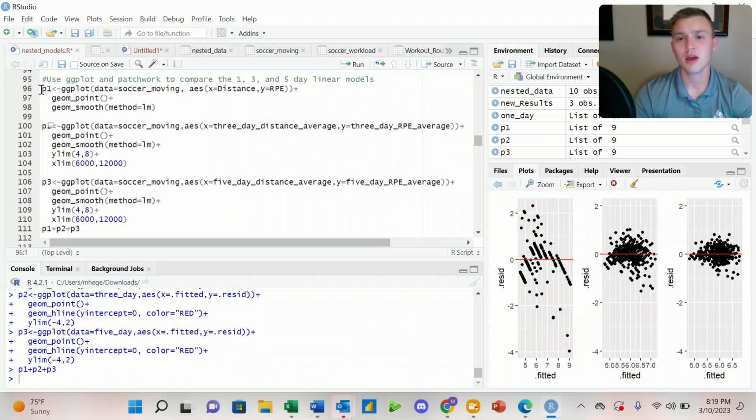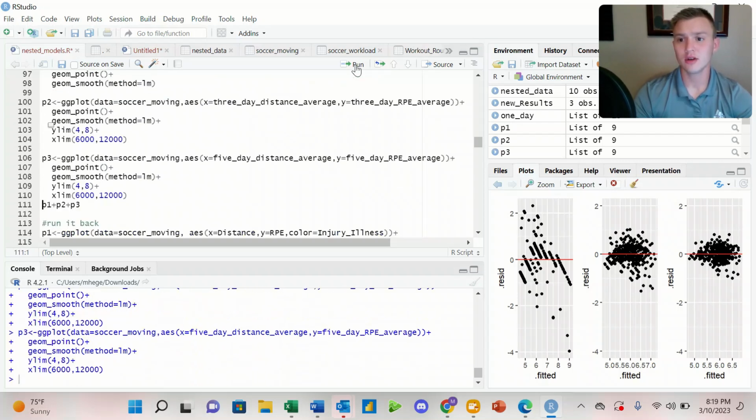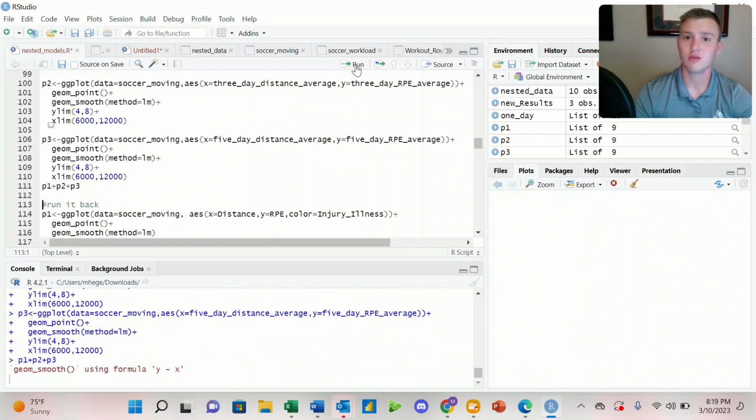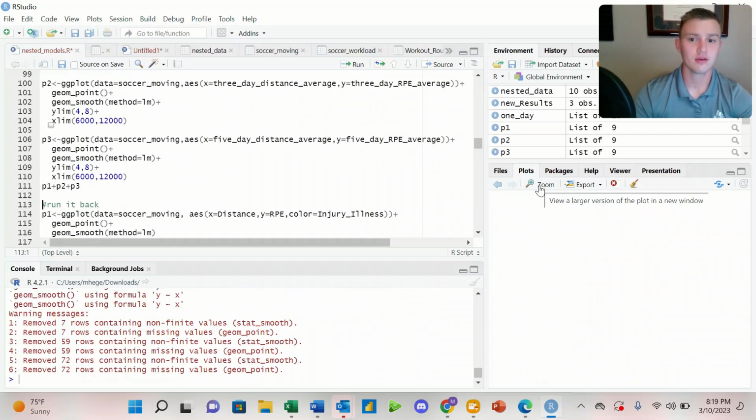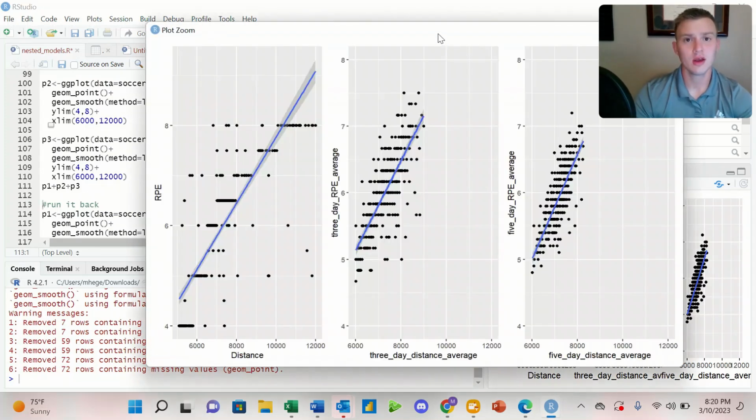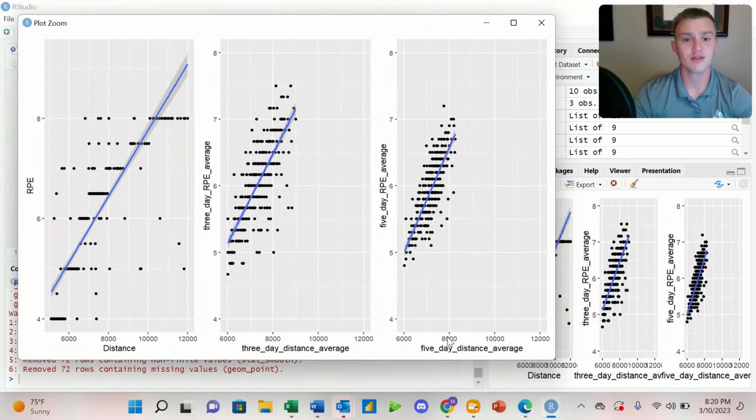We can also use ggplot and patchwork to compare the 1, 3, and 5-day linear models. So we're going to create 3 scatter plots, all 3 of them with trend lines, and I'm adding the xlim and ylim so that the x-axis and y-axis are consistent for all 3 plots. So when I run these 3 graphs here, and then again P1 plus P2 plus P3, it gives us a returning graph, and I can go ahead and zoom in here. And this just shows again that using a 5-day distance average and 5-day RPE average shows the best fitted line.